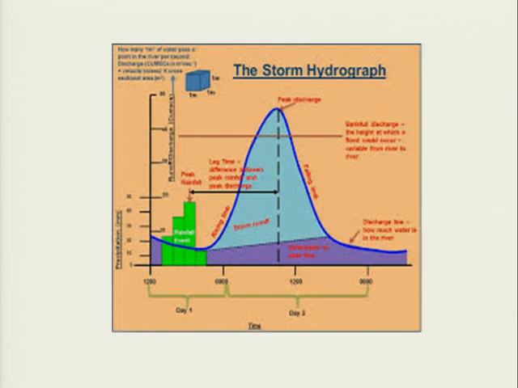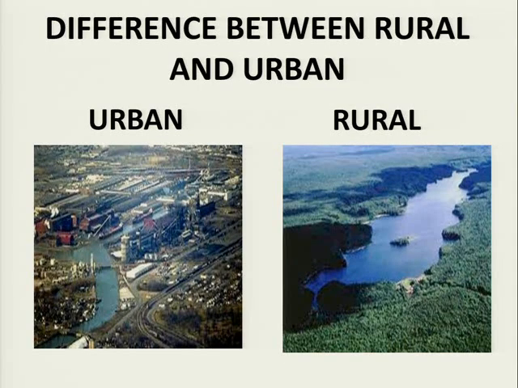There is a real storm hydrograph that I took from the internet. I just want to explain something to you quickly. As you guys know, there is a difference between the rural and the urban flood hydrograph. Let's look at the urban areas. It is covered in non-permeable, non-porous surfaces like cement and tar. In the rural areas, the ground is covered by either soil or vegetation.